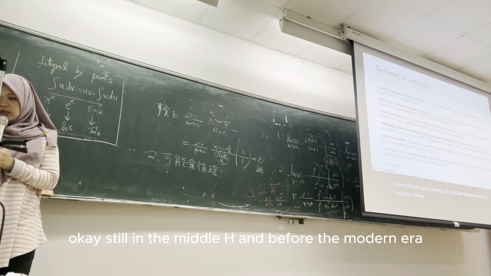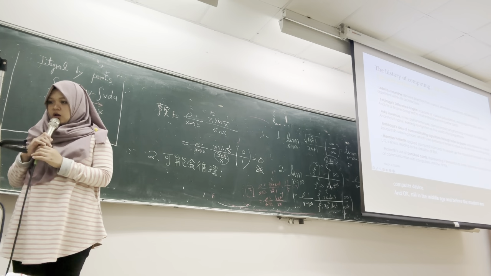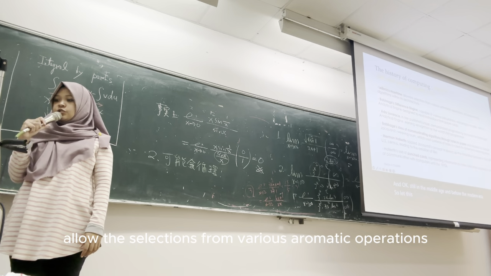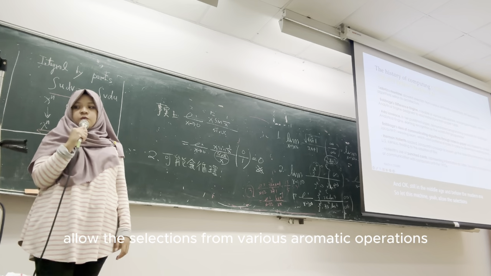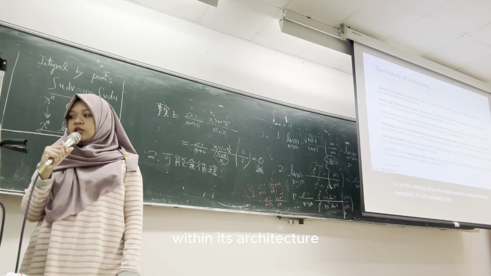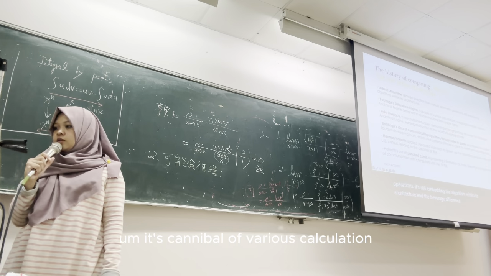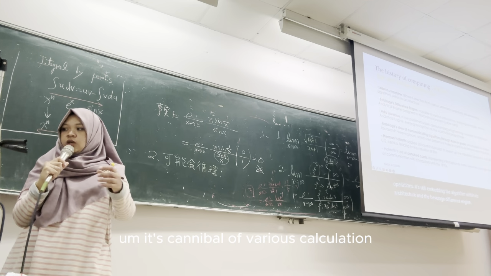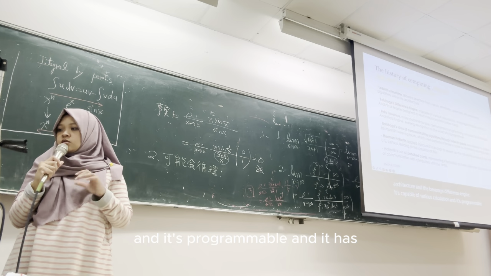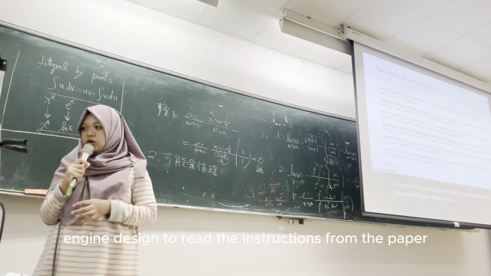And okay, still in the Middle Age and before the modern era. Leibniz's machine allowed the selection from various arithmetic operations. It's still embedding the algorithm within its architecture. And Babbage's difference engine is capable of various calculations and it's programmable, and he had an analytical engine designed to read the instructions from paper.